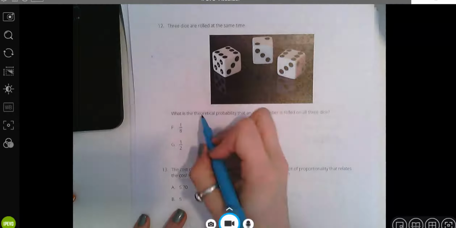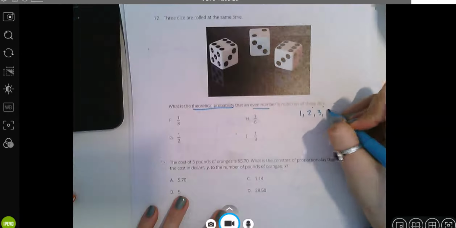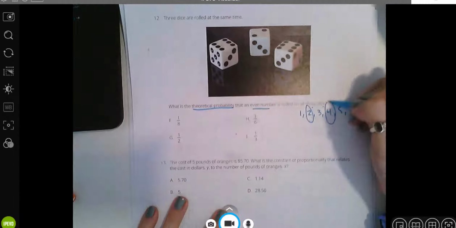Ooh, this looks like a probability question. Okay, 3 dice are rolled at the same time. What is the theoretical probability? That means the mathematical chance, not like, oh my gosh, something really weird happened, that an even number is rolled on all 3 dice. Okay, well, first of all, on a single die, there are numbers 1, 2, 3, 4, 5, and 6. 2, 4, and 6 are the even numbers.